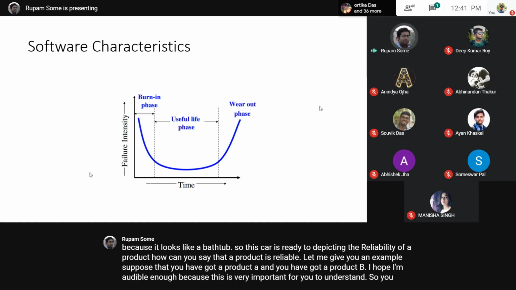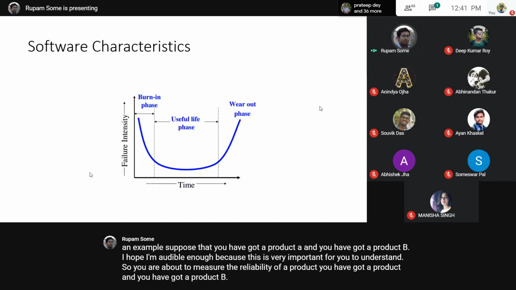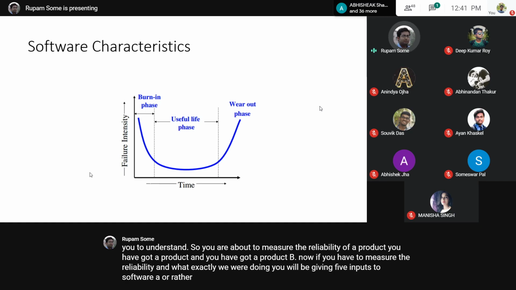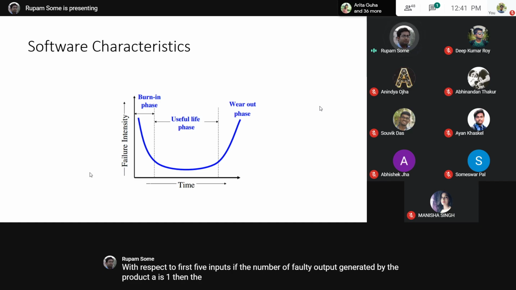With respect to the first 5 inputs, if the number of faulty outputs generated by product A is 1, then the failure intensity of that product is 1/5, because with respect to every 5 inputs you are having a faulty output. And in case of the second one, with respect to the same 5 inputs, mind it, same 5 inputs, if you get 2 failures, then the failure intensity is going to be 2/5. So which one is better usable? Obviously the first one, because with respect to 5 inputs you have only one faulty output. That is the strategy you can use to measure the reliability.